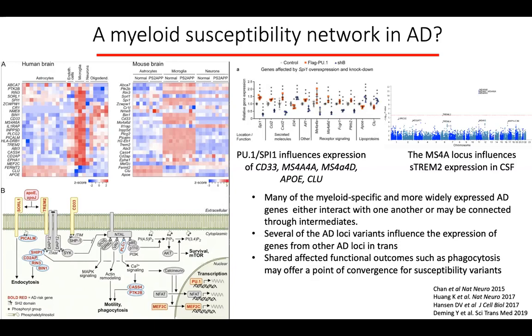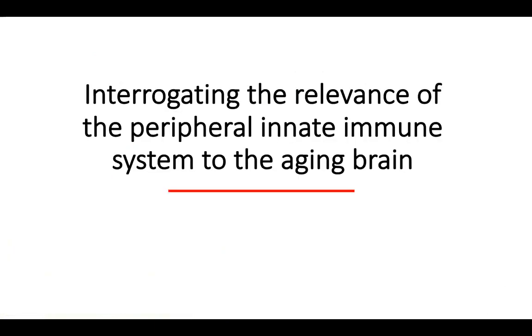So what is the evidence today that points us towards primarily microglia versus monocytes, or perhaps a combination of the two, in the onset of AD in terms of the effects of the susceptibility variants? So we set about to evaluate this question by interrogating the peripheral immune system in cohorts of well-characterized individuals.